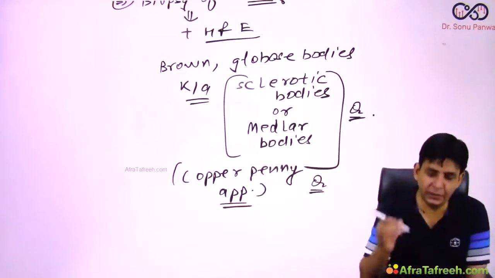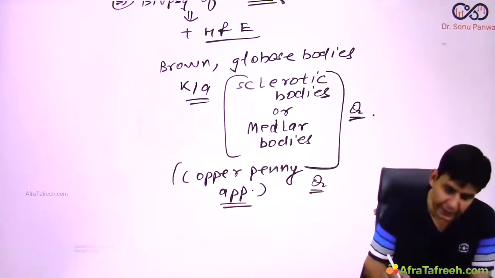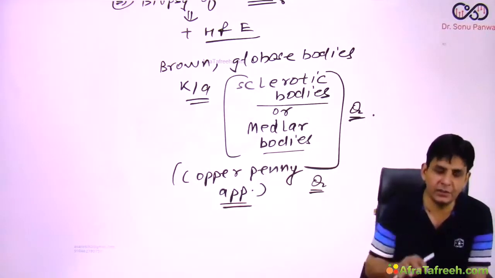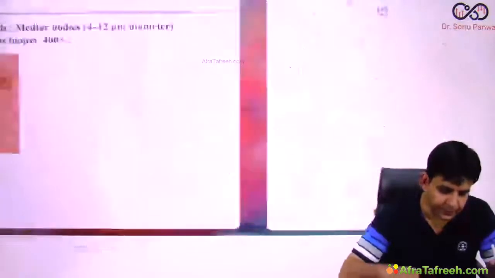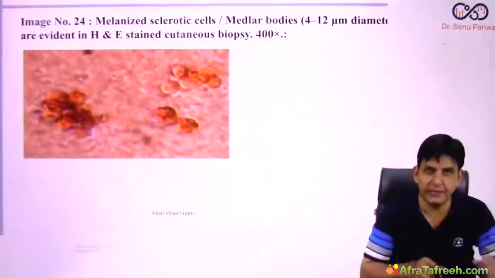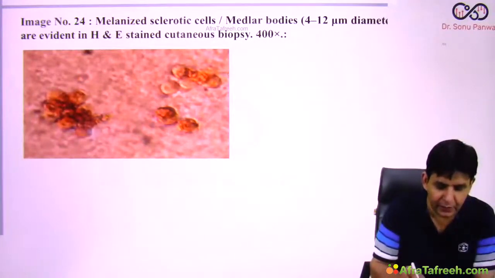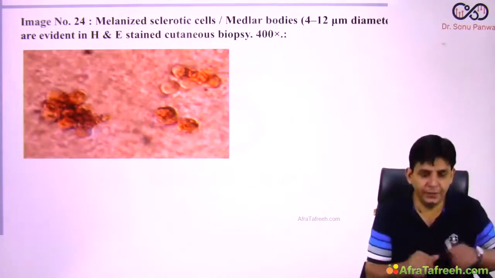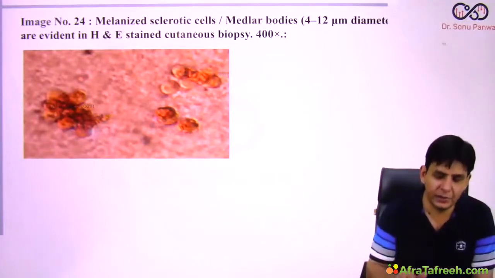And remember guys, this question has been there in every entrance exam for the last 2 years: the copper penny appearance, medlar bodies and sclerotic bodies, are seen in what? The answer is chromomycosis or chromoblastomycosis. Let me show you how they look. These are the melanized sclerotic cells, sclerotic bodies, medlar bodies, with H and E stain, and they look like this. That is the brown globose, and they look like a copper penny appearance. So remember, these are the medlar bodies you need to remember in chromoblastomycosis.